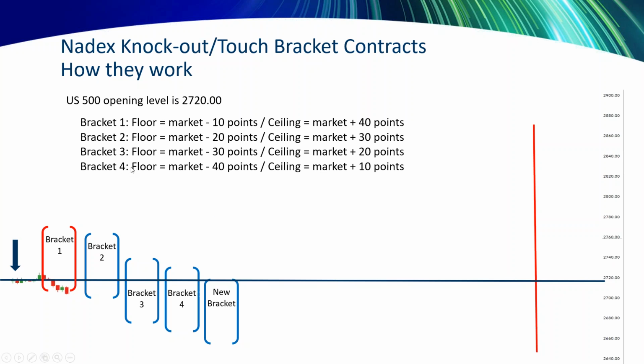The configuration for bracket number 4 would actually take effect. So the new bracket would have the market plus 10 points and the market for a floor of minus 40 points. Right? So they're always going to be in the same configuration.